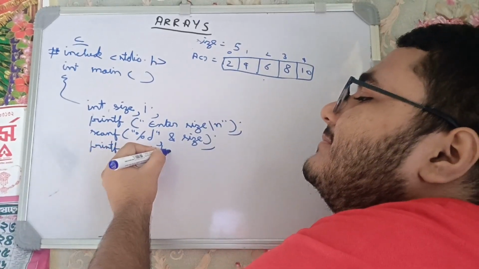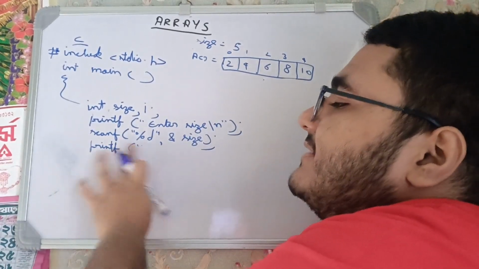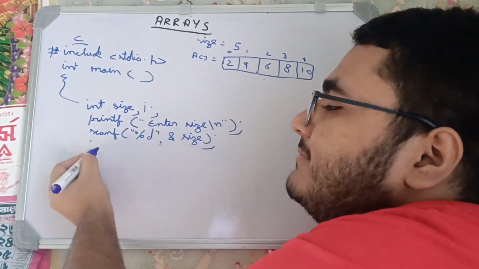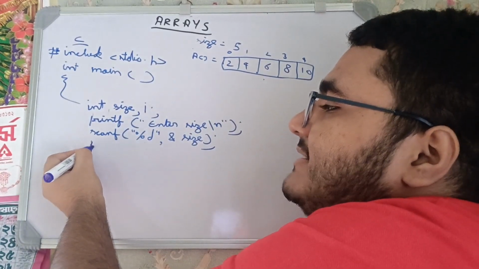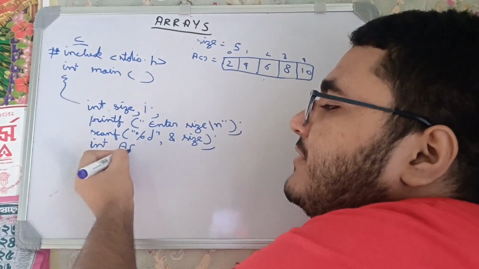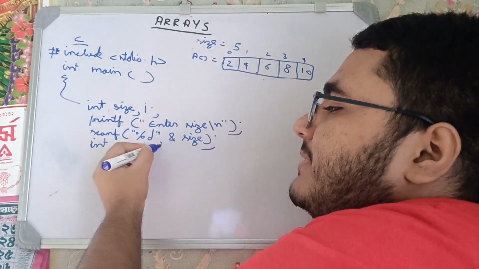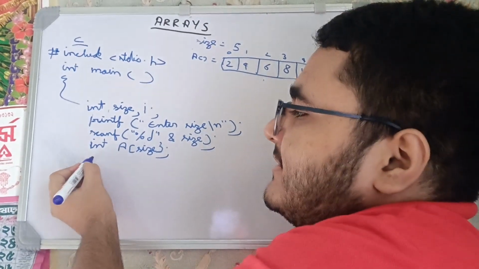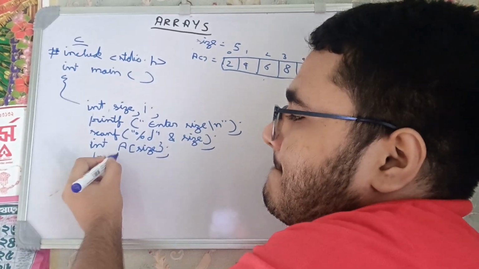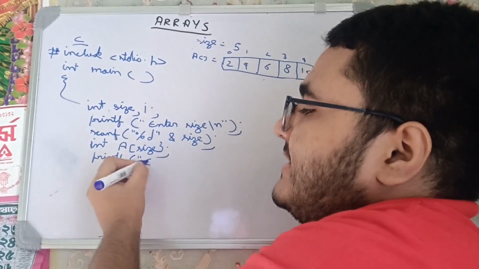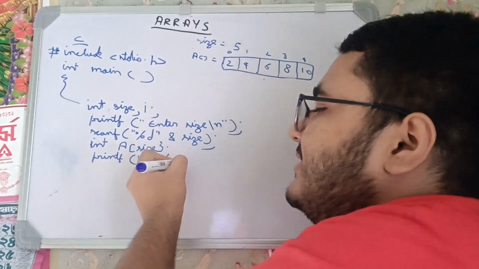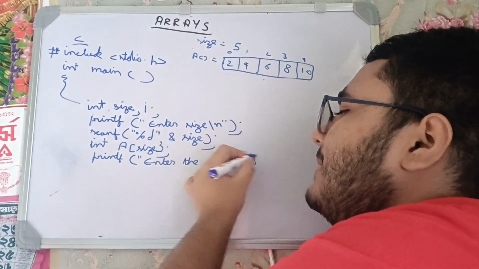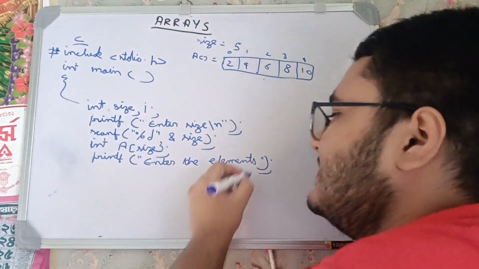Now printf. I have taken the size, so I now need to declare the array. So int a[size], as simple as that. And printf("Enter the elements\n").